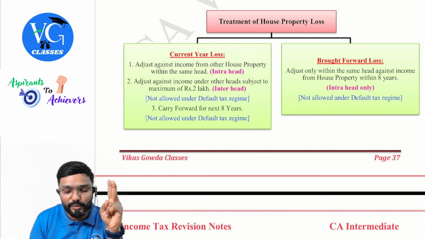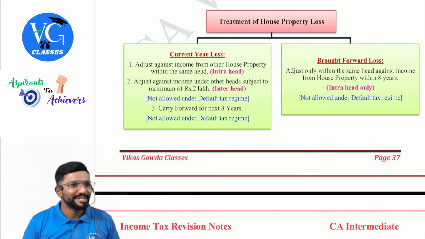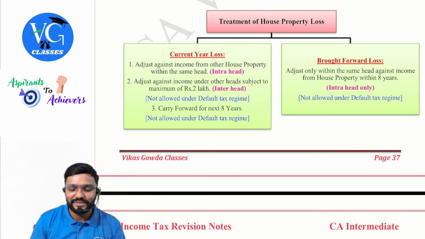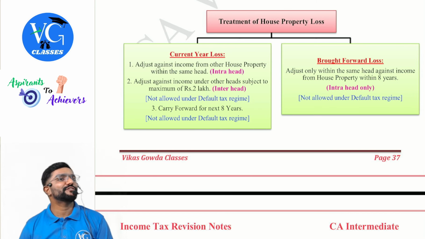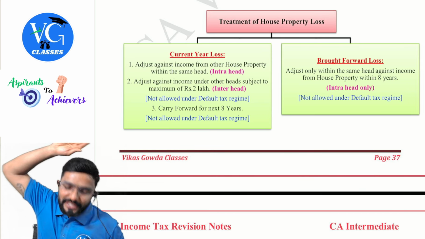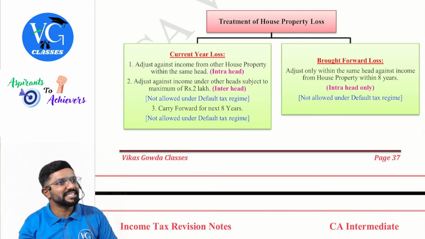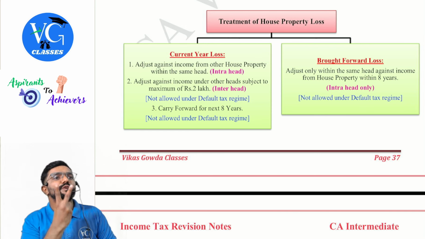Yes, but maximum 2 lakh. Maximum you can adjust is 2 lakh. If you are following default regime, that is not allowed. If you are following default regime, current year house property loss can be adjusted only within the same head. If you are following optional regime, you can adjust it against other heads, but maximum 2 lakh.